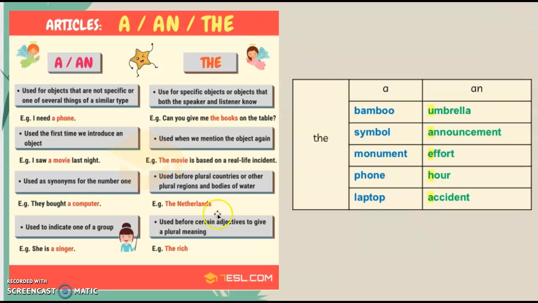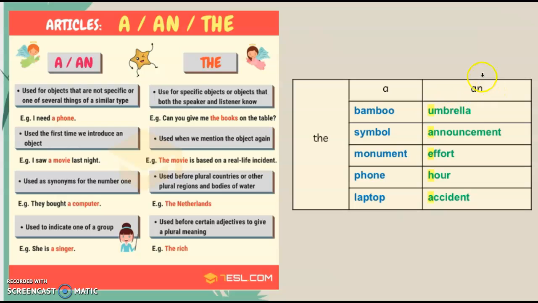Just to make a quick revision, we use a and an, and the usage of a and an depends on the initial letter of the word. For example, if the noun starts with a consonant, as you can see here, bamboo starts with B, symbol with S, monument with M, phone with P, and laptop with L. These are consonants. So when you are referring to a single, singular noun, we use a. A bamboo, a symbol.